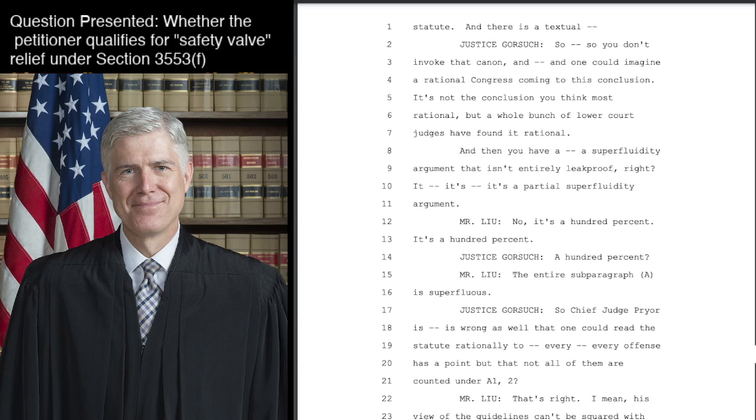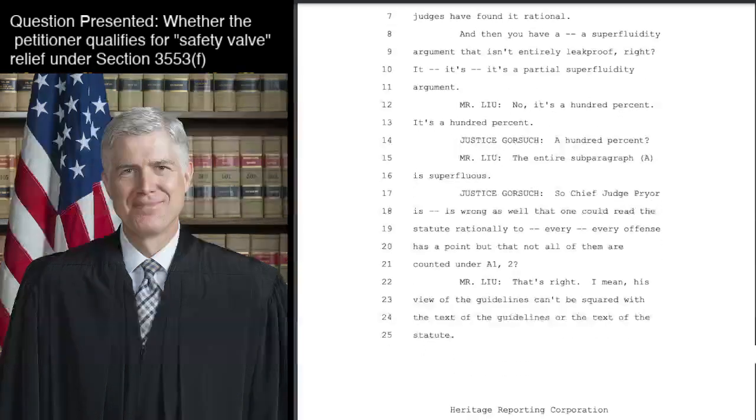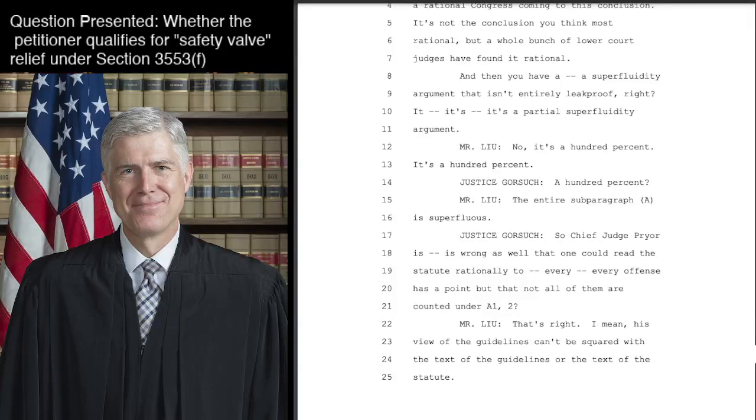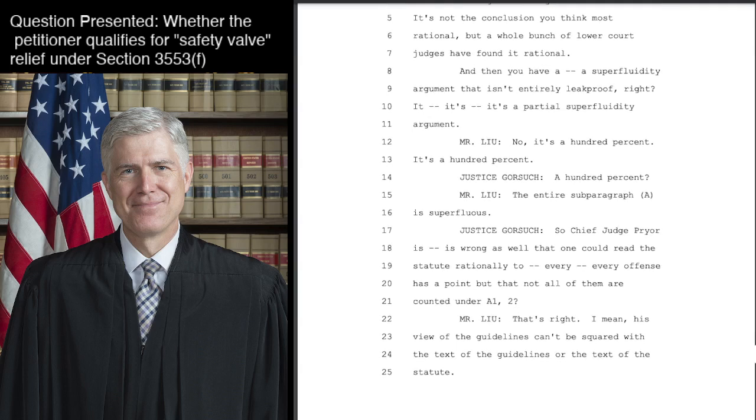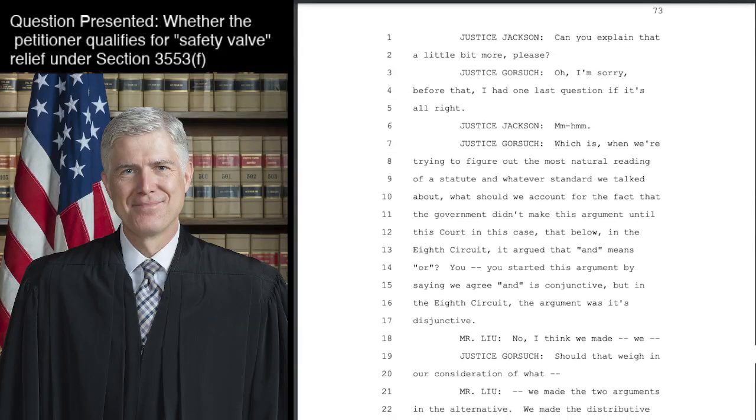And then you have a superfluity argument that isn't entirely leak-proof, right? It's a partial superfluity. No, it's 100%. The entire subparagraph A is superfluous. So Chief Judge Pryor is wrong as well that one could read the statute rationally so that every offense has a point, but not all of them are counted under A1, 2. That's right. His view of the guidelines can't be squared with the text of the guidelines or the text of the statute. Can you explain that a little bit more, please?